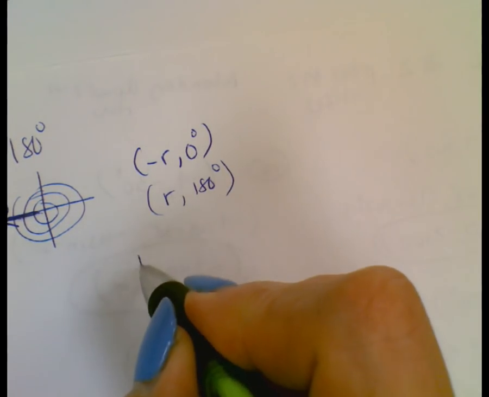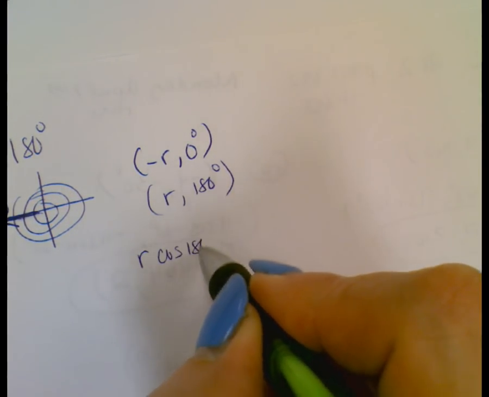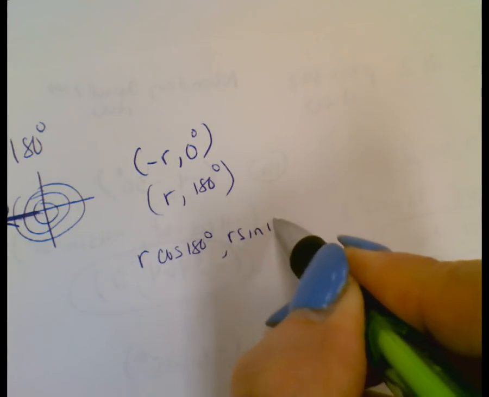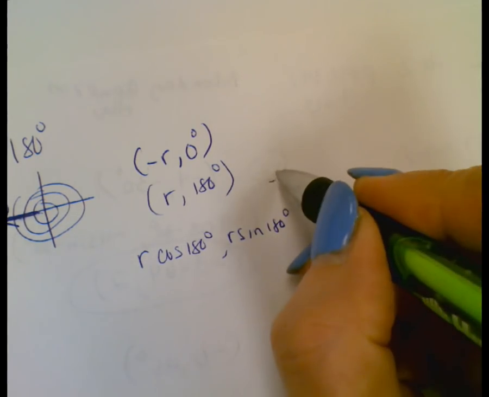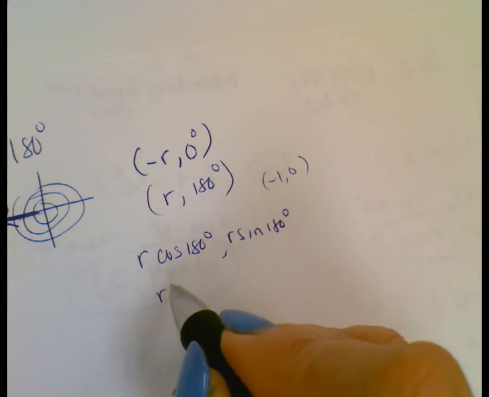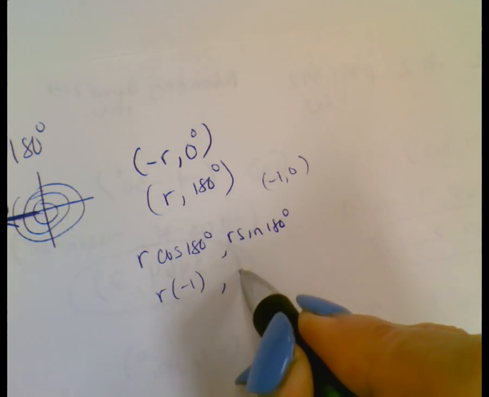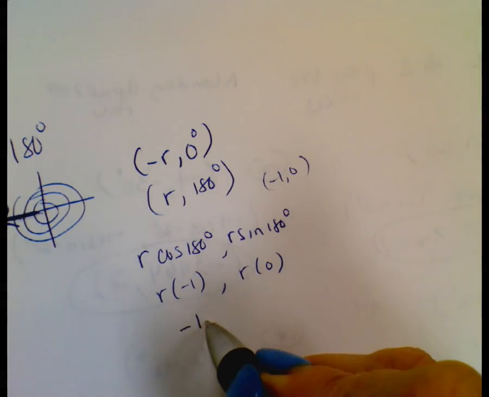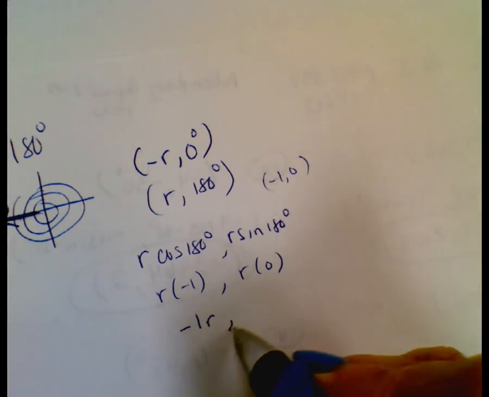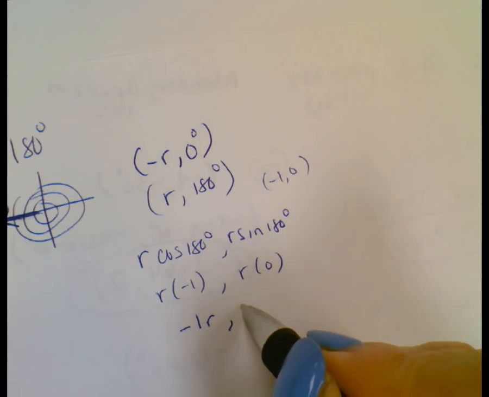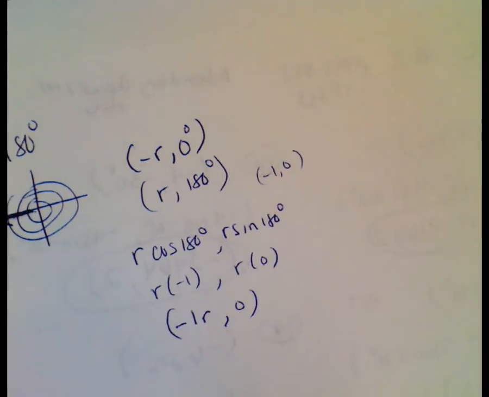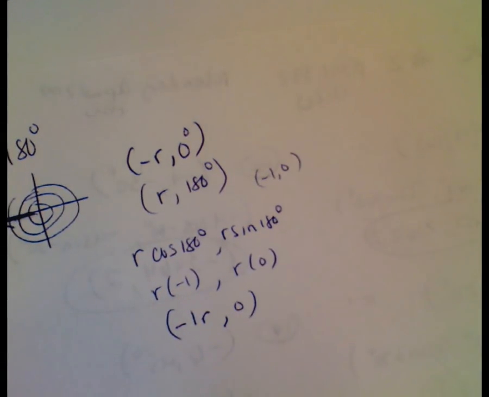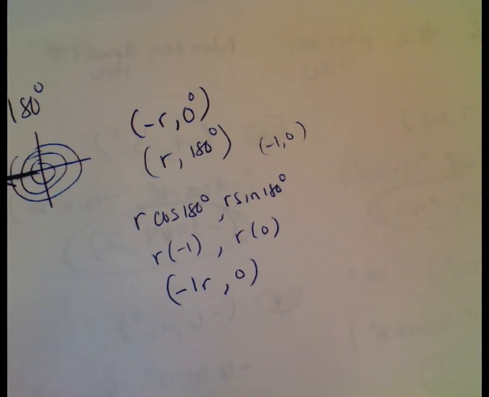You would have to do like r cosine of 180, r sine of 180, and since 180's coordinates are negative 1, 0, it would be r times negative 1, comma, r times 0. So you could say negative 1 times whatever the r is, and then r times 0 is 0. So any of your coordinates, whatever your r is, you just say the negative of that. I'm not sure what else they want on that problem. That's all I'm going to tell you.